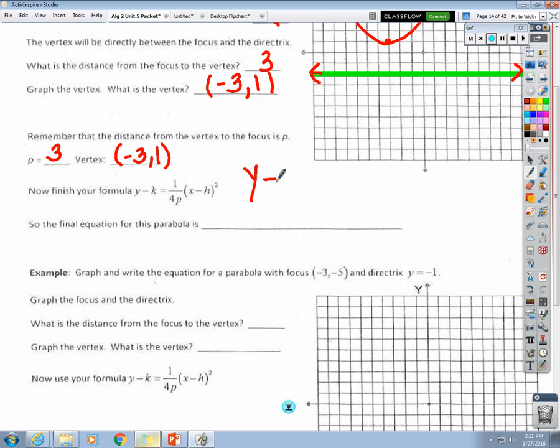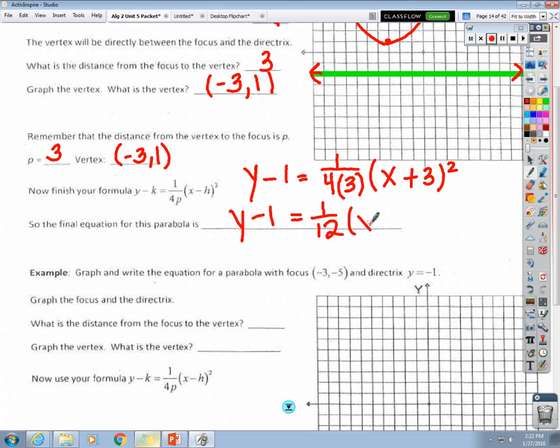So y minus k. What is the k? 1. Look, this is your p value. This is your h and k. So y minus k would be y minus 1 equals 1 over 4 times 3, because p is 3, times x minus h. What is h? So that will be x plus 3 squared. Okay, now I'm just going to simplify this denominator. So y minus 1 equals 1 over 12 times (x plus 3) squared.